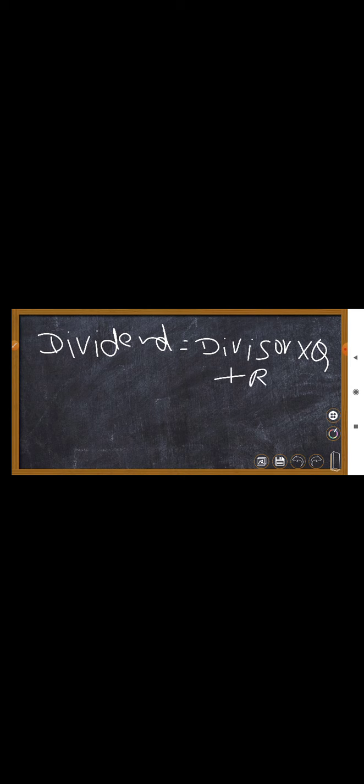Okay, now again for verification. For verification I have to erase it. Now do that verification. Again I am writing the formula. Dividend is equal to divisor into quotient plus remainder. Okay, first we have to do this one. Multiplication work as per the DMAS rule.